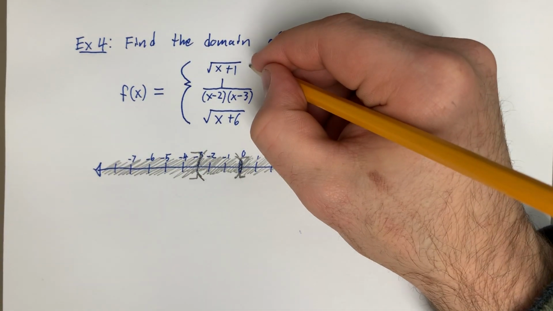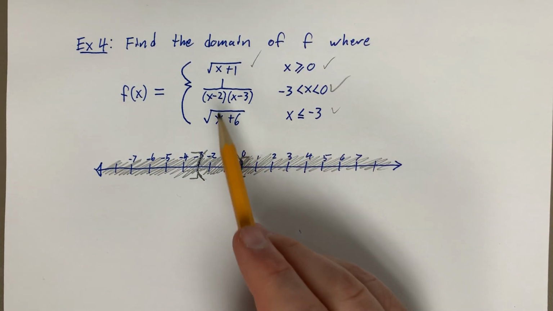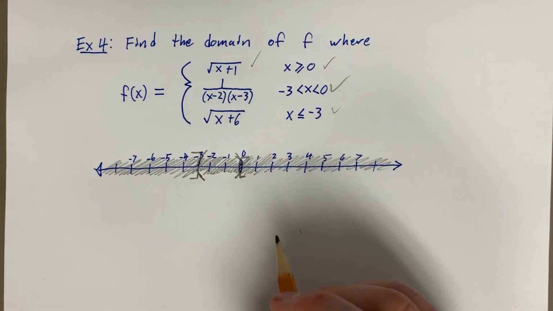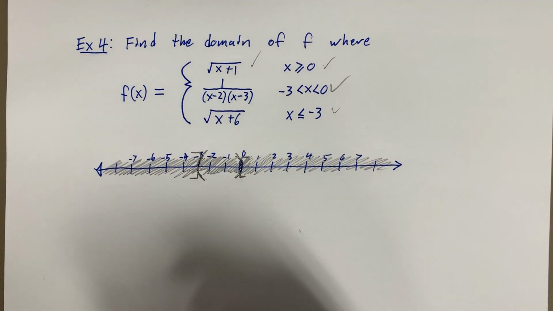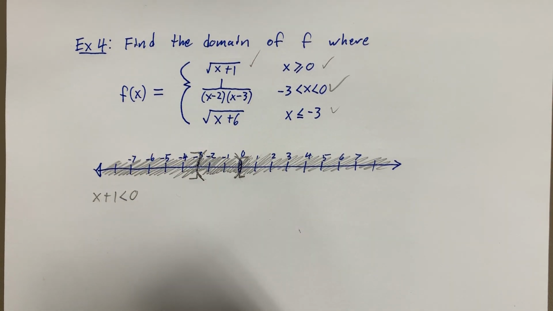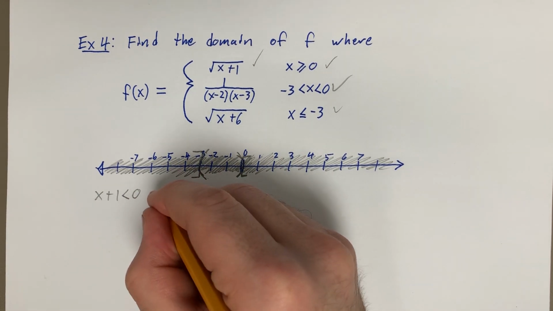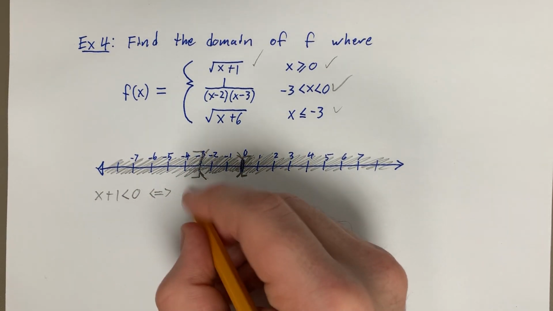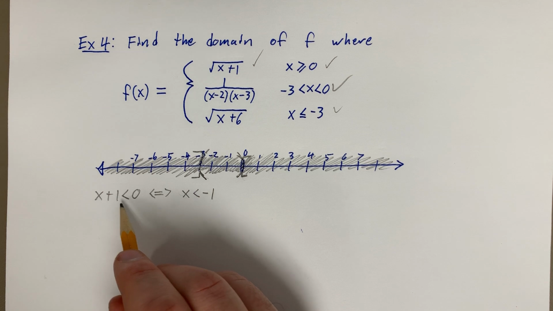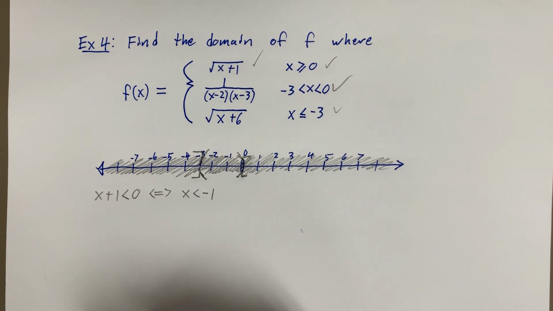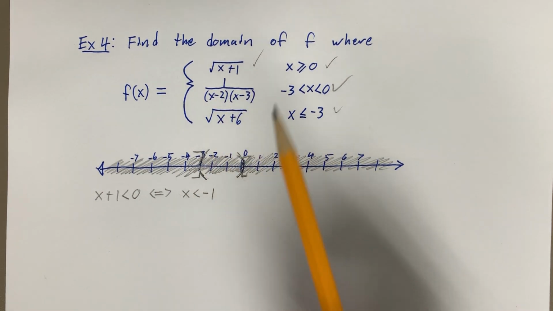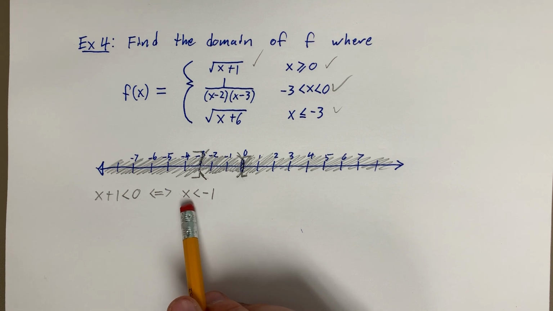So looking at the first piece here, we need to figure out what to erase. We have the square root of x plus 1. When is the inside of this going to be negative? That is when x plus 1 is less than 0. But that implies, if and only if rather, x is less than -1. All I did was subtract 1 from both sides. So whenever x is less than -1, I'm going to have a square root of a negative number. So I want to erase everything less than -1.